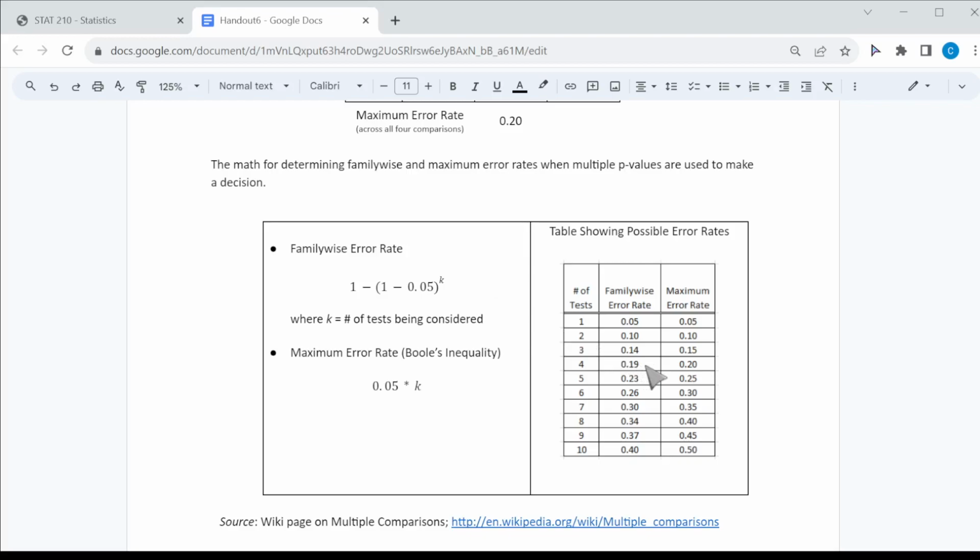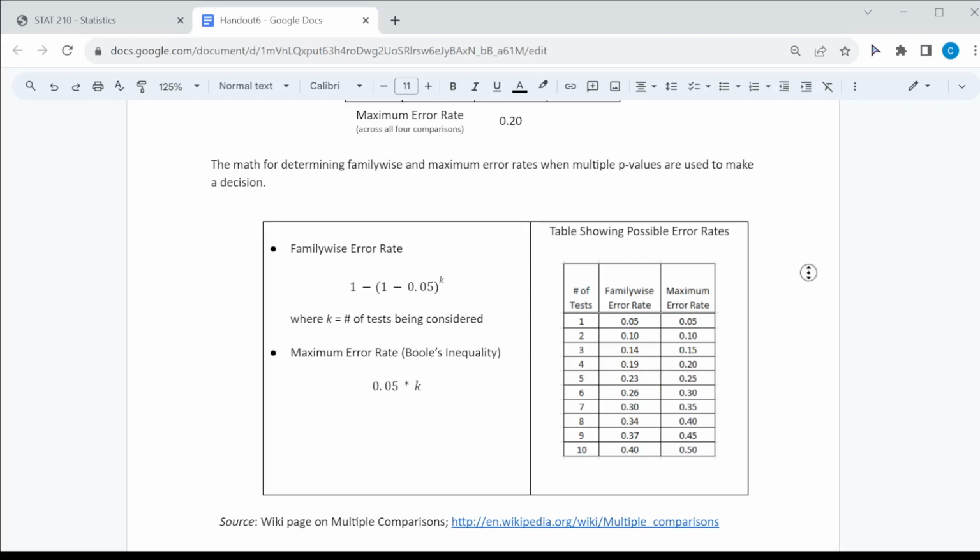If we just cheat and use the shortcut formula, the maximum error rate is what I said a moment ago, which is about 20%. So again, we don't want to be making a decision with up to 20% error. That is way too high. We want this to be at a 0.05 level.